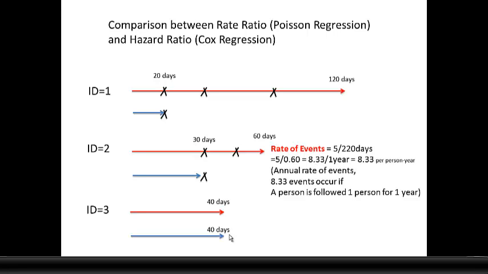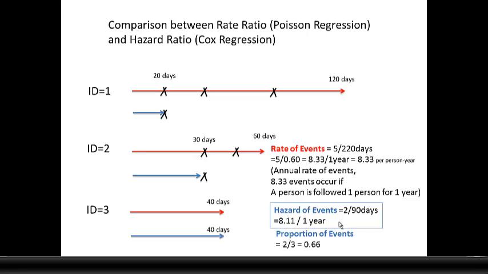So if you compute the rate for the first event, you only count 2, and then the total follow-up time would be 20 plus 30 plus 40. So that is 90 days. And 2 over 90 is 8.11. So the actual computation of a hazard is not really the same as the rate, although, based on the fact that Cox regression uses time to first event, the hazard would be similar to the rate including only the first events.